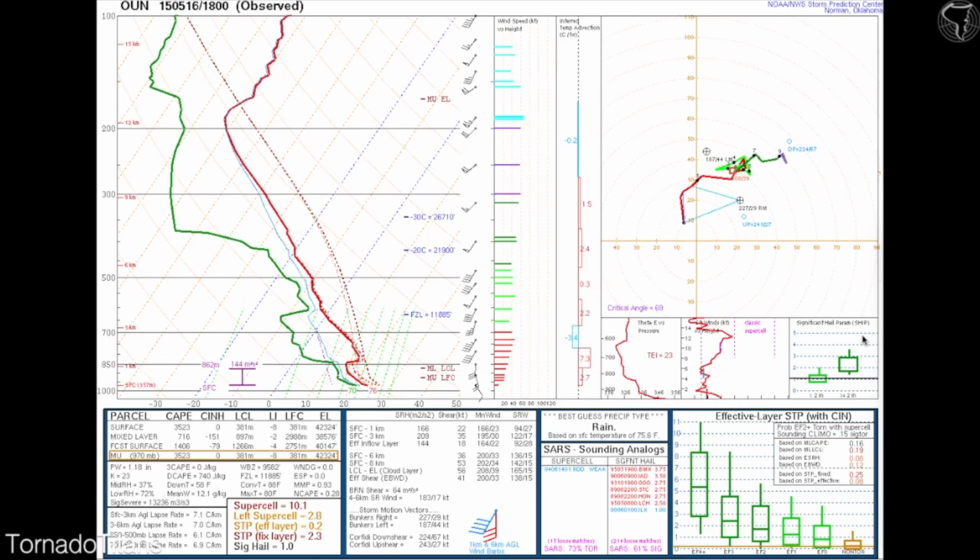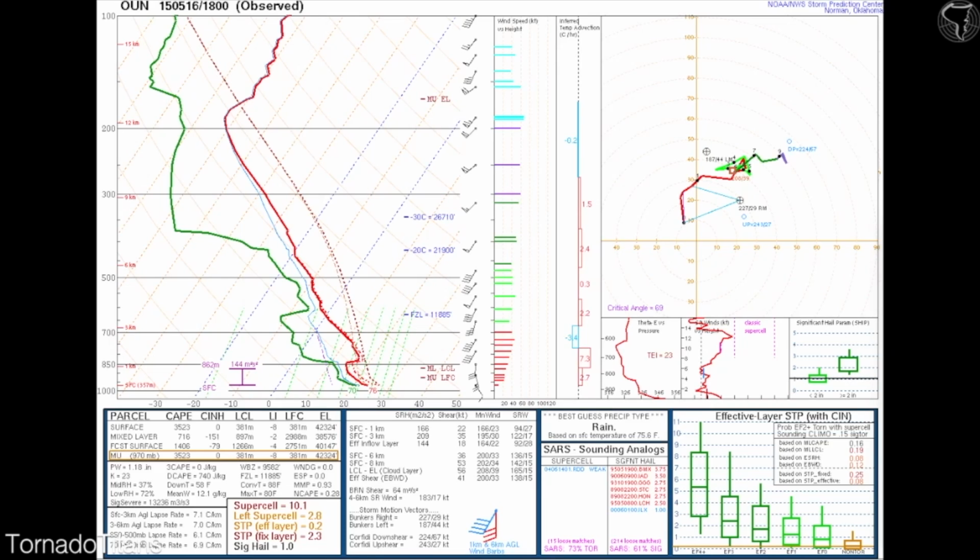MLCAPE is prone to some errors, though. This should be noted. It requires an accurate representation of the atmosphere's lowest 100 millibars versus SBCAPE. So on models and such, they can sometimes get this wrong. So SBCAPE's also useful in that regard. SBCAPE is certainly going to be accurate since you have real-time observational data to go off of. It's kind of easy if you have a reading of 78 over 71 to lift that parcel and get something, and at least that's right.